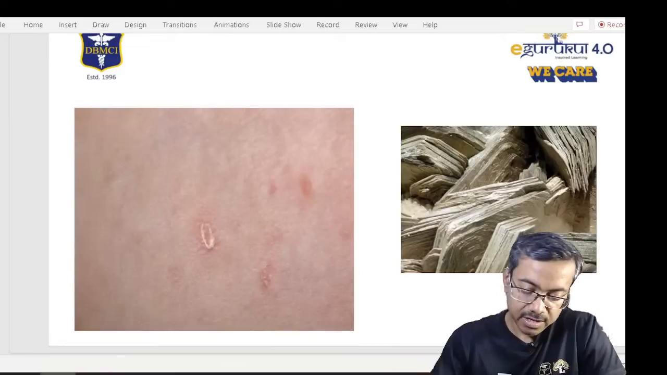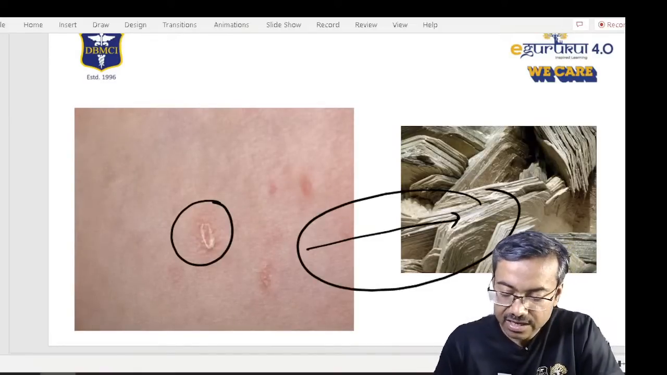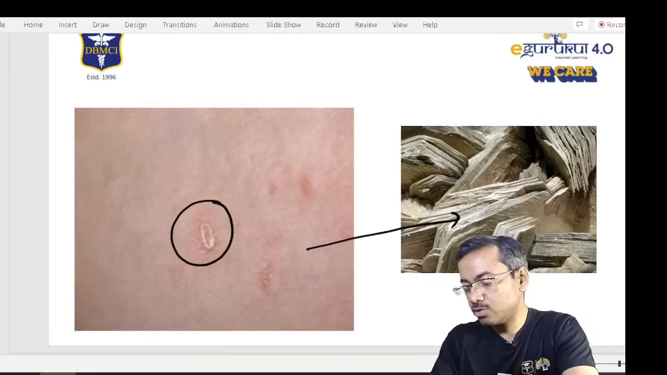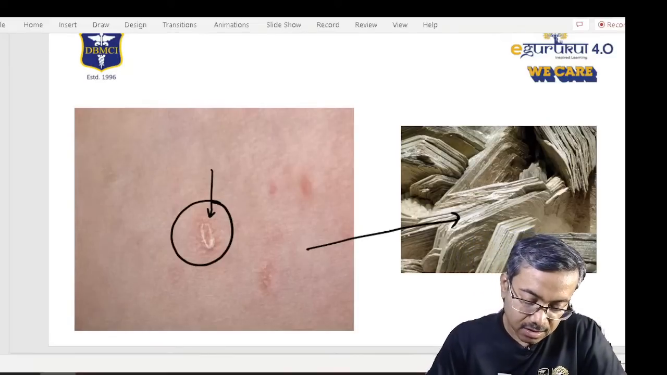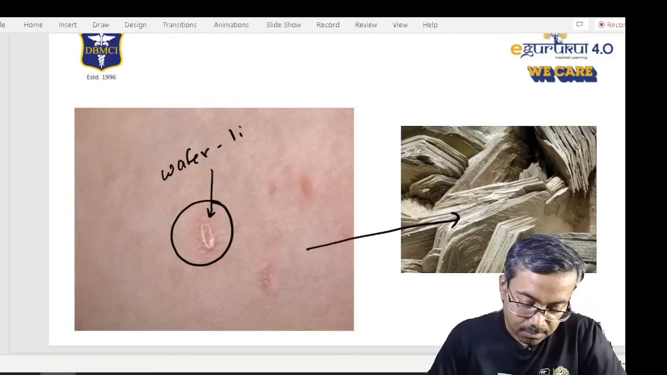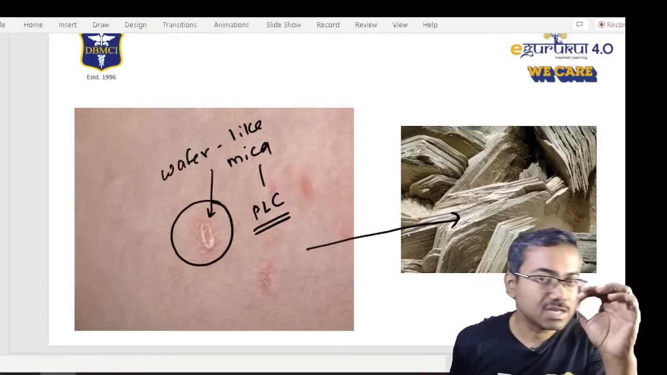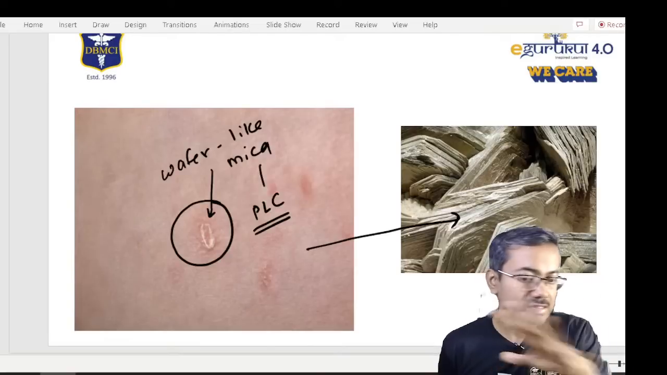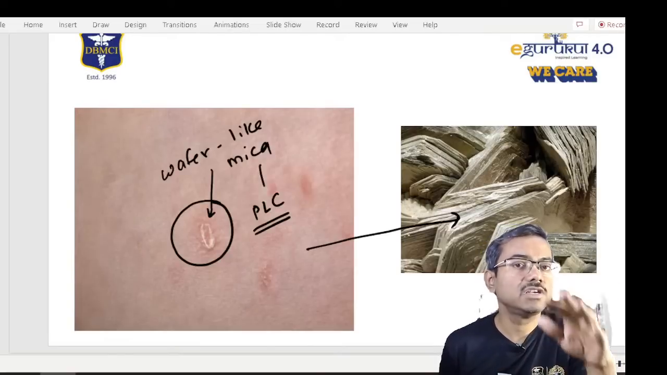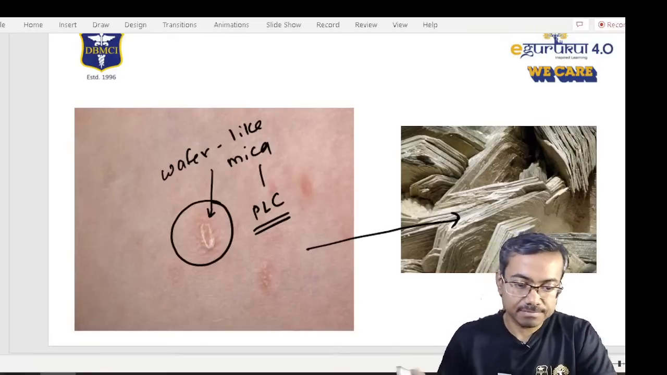Now this is a mica-like scale. Mica is basically a material which is extracted and often used in decoration. This is the mica-like, also called wafer-like scale that we see in pityriasis lichenoides chronica. You don't have to know too much about it apart from one term: pityriasis lichenoides chronica has mica-like scale. That is it. Nobody asks you about PLC apart from the scale.